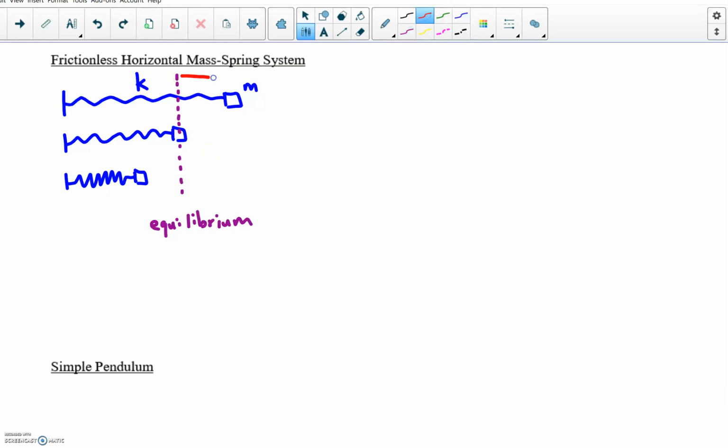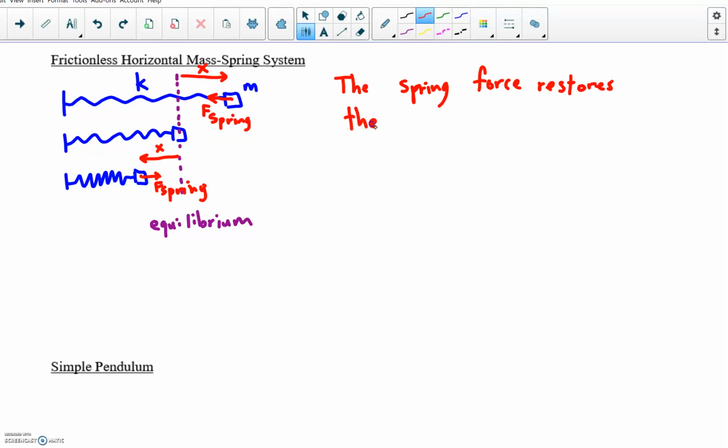When you pull the thing and displace it to the right, some amount x, the spring generates a force the other way. And when you displace it to the left, the spring generates a force in the opposite direction. And check it out. You see how that spring points back to the middle? It doesn't matter where the thing is. The spring is a restoring force, the spring force. It restores the system back to equilibrium.